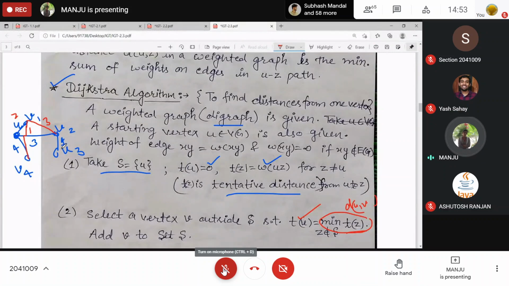Okay, so minimum, which is the minimum one? The v1 one, right? So v1 will enter the set S, and this will be the distance from u to v1. Okay, so the distance from u to v1 has come. The minimum of all these. What? 2, no? Now S becomes u comma v1. Because we have taken out all the tentative distances, u to v1, u to v2, u to v3 and u to v4, right?